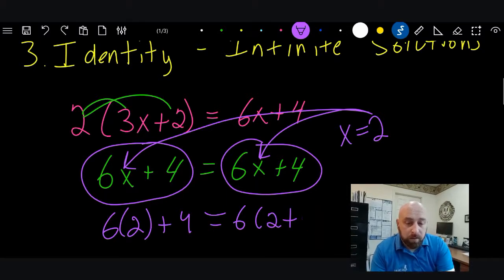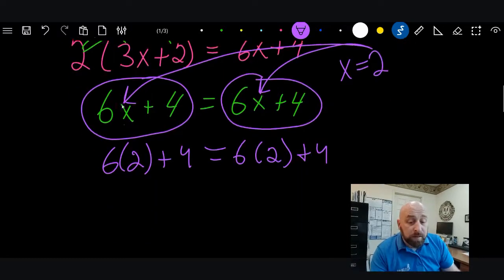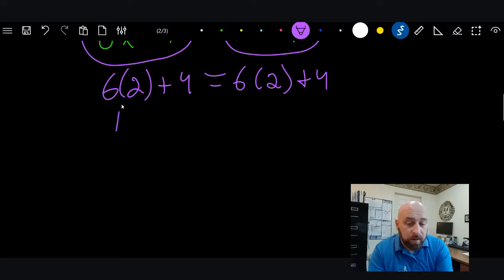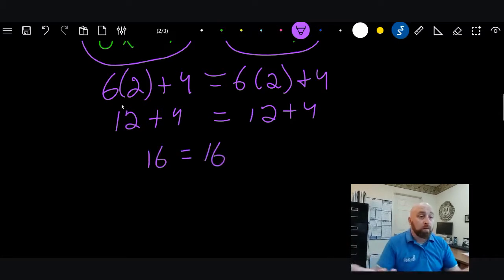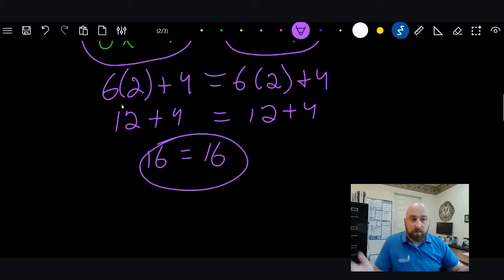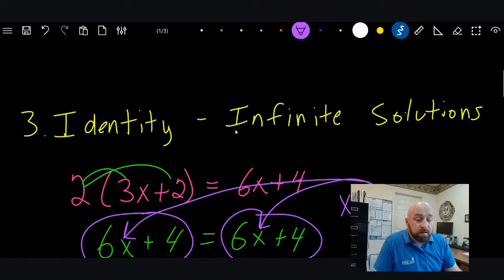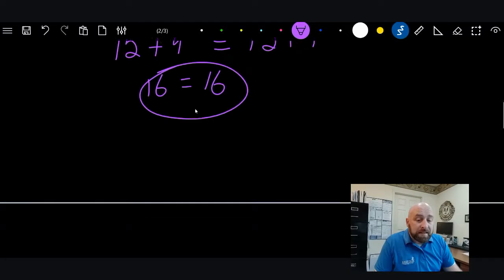Whoops, I did that wrong. 6 times 2 plus 4. And it's going to be equal. And so if you do that out, you're going to get 12 plus 4 equals 12 plus 4. And then you're going to get 16 equals 16. And no matter what number you put in, you're going to keep getting 0 equals 0, 16 equals 16, 2 equals 2, 100 equals 100, a million equals a million. It just keeps going on and on into infinity. There are infinite solutions, anything you put in. So that's an identity right there.